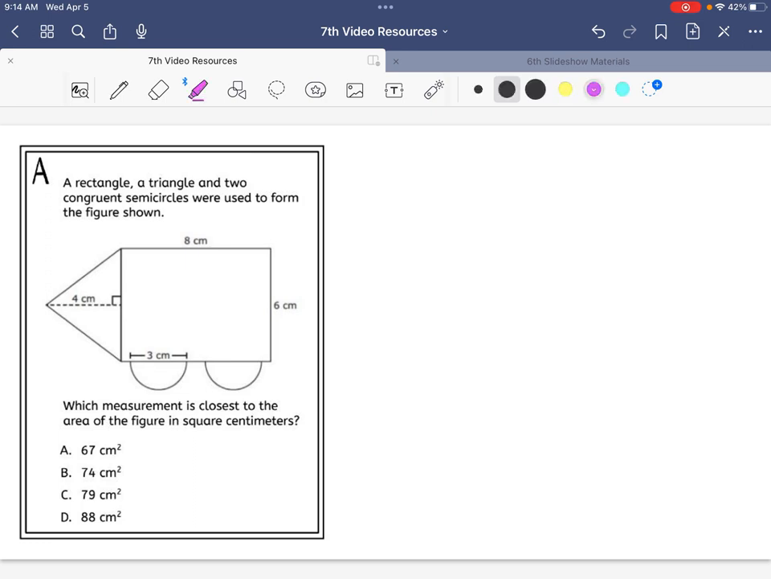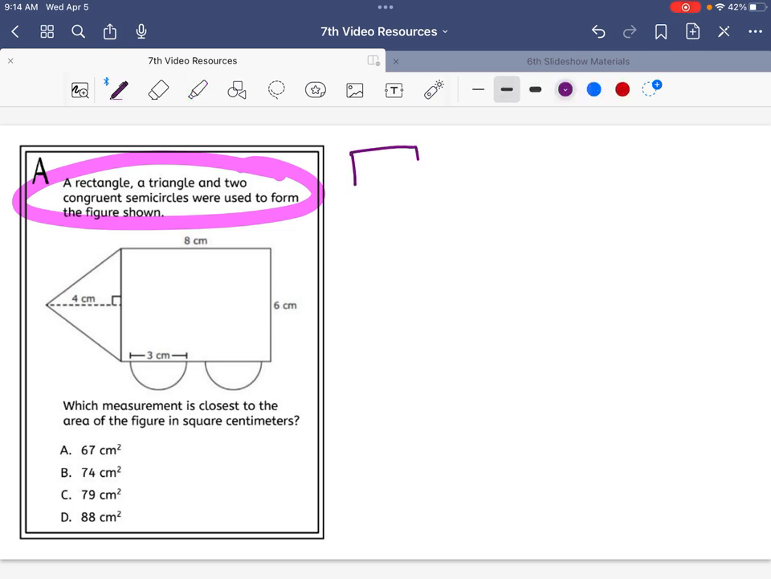That is a whole lot of information right there because they just told me everything that it is made up of. They told me there's a rectangle, they told me there's a triangle, and they told me that there were two congruent, this word is important, congruent means equal, semicircles. A semicircle is just a half circle. So if there are two congruent semicircles, that would make one whole circle.